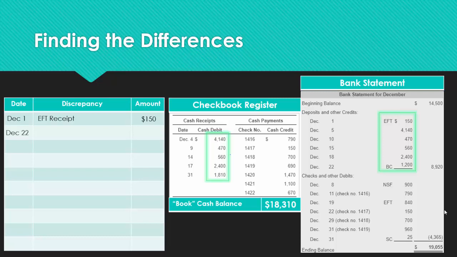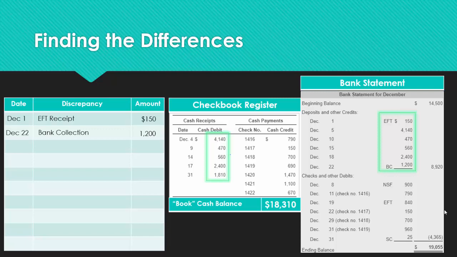Then we got some issues on the bank statement. On December 22nd, we have BC 1200. What is that? BC stands for bank collection. So the bank collected something on our behalf, and whatever it was, and we'll find out soon, was for $1,200. So that's a discrepancy that we have to record.